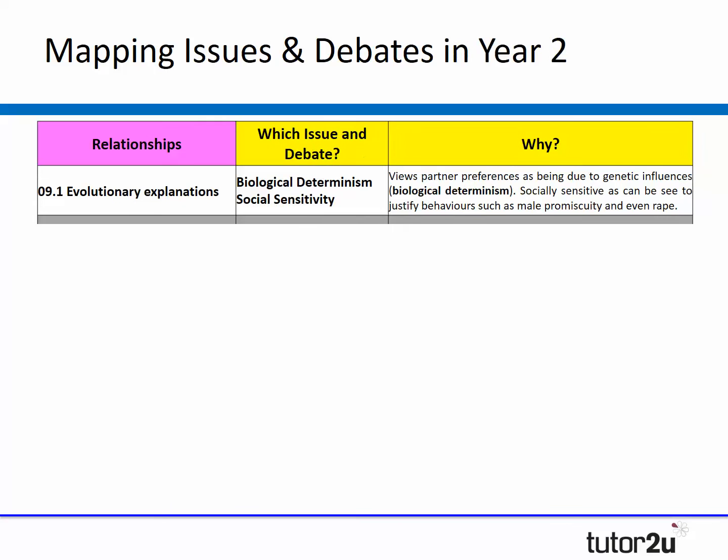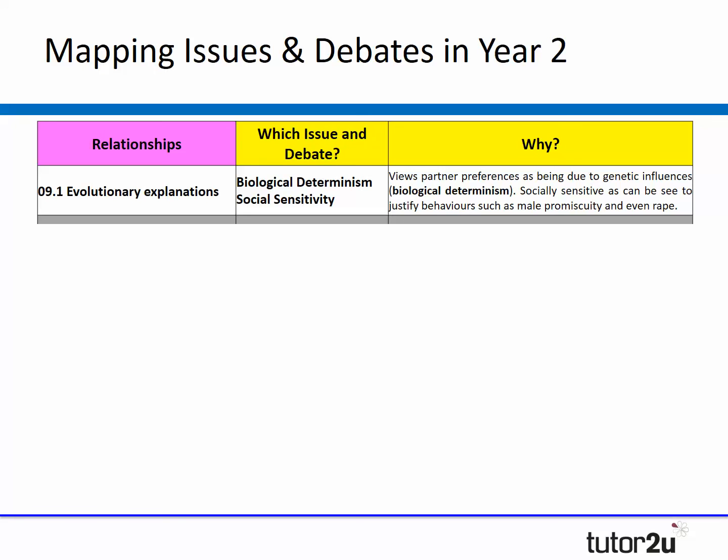We could do exactly the same if we wanted for Year 2 topics, and I think this is even more interesting. It gives us such a sense of evaluation within these parts of the courses. If we take relationships, one of my favourite topics, and I know one that most teachers are probably looking at this year, if we look at evolutionary explanations for relationships, we've got two keys in there straight away: biological determinism and social sensitivity.